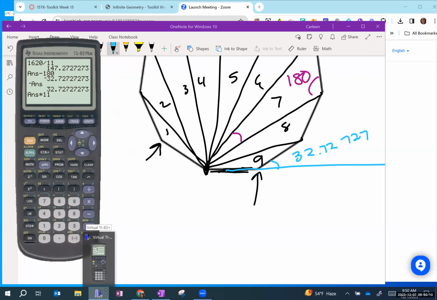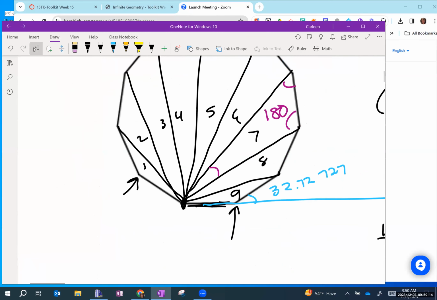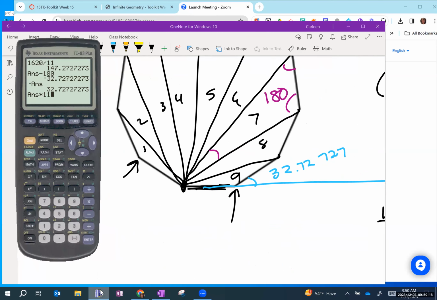So I took the total, I divided it by 11 because there's 11 sides. I didn't plan to do this. This should be really cool. When I hit enter, 11 of these is 360. Okay, so all that craziness, you don't have to do all that.